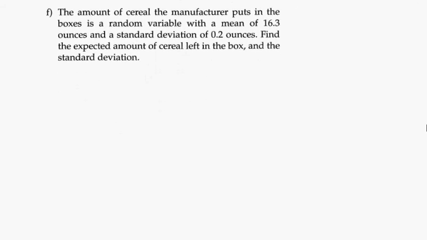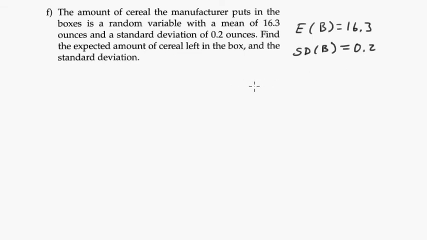Okay, last problem. The amount of cereal the manufacturer puts in a box is a random variable. The expected value of a box is 16.3, and it has a standard deviation of 0.2. Find the expected value of the cereal left in the box and the standard deviation.